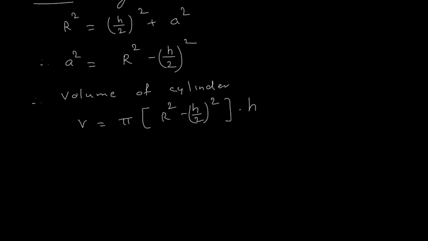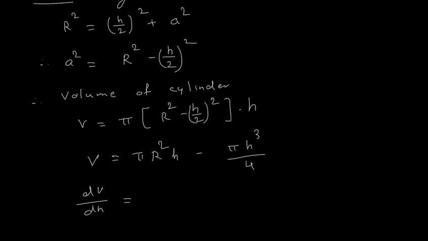Now if I open this bracket, we have pi R square H minus pi H cube upon 4. This is V. Now I will find dV upon dH. In our previous problems also, it is better that I first find a derivative and then use the conditions.